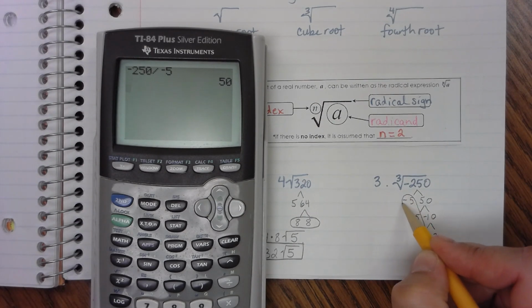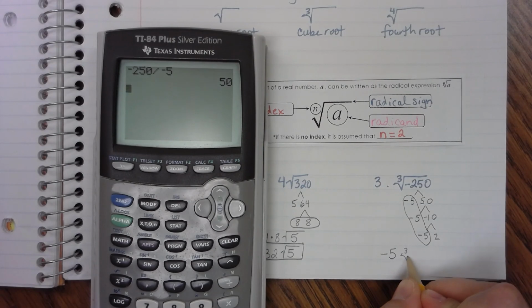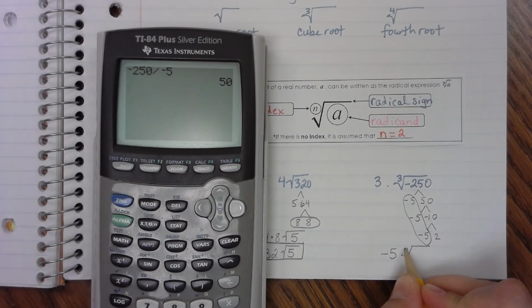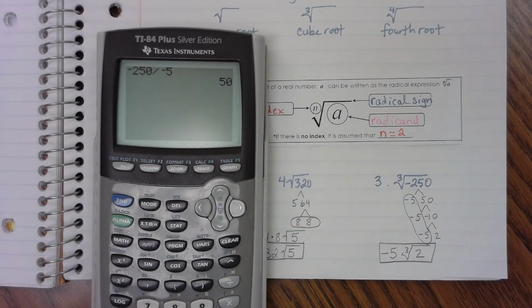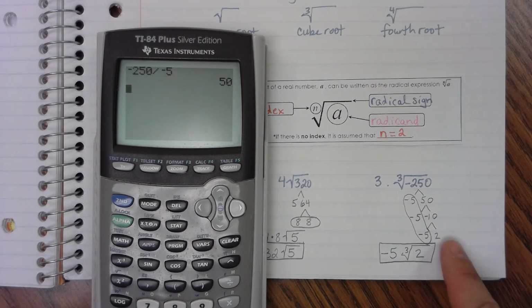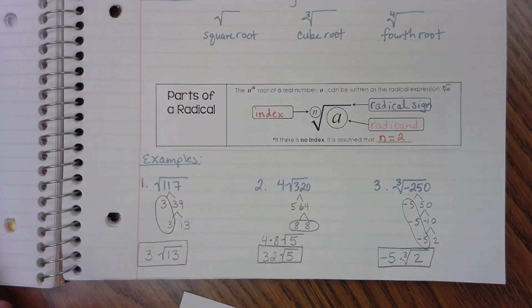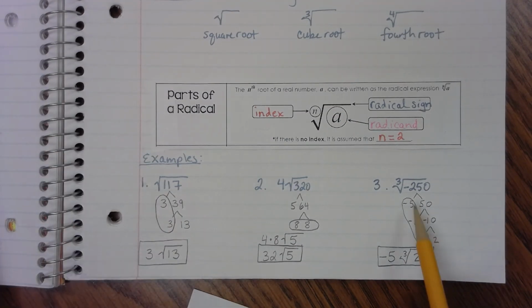So now I have 3 negative 5s. So the negative 5 comes in front. I have a cube root, so I need to make sure that index is a 3. And then the 2 is left over. And so when we simplify with just numerical values, we're looking for either perfect squares, 2 numbers that are the same, or perfect cubes, or if it was a 4th, then I'd be looking for 4 of the same number.